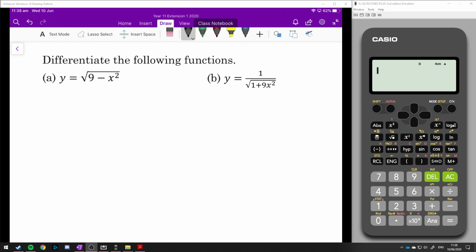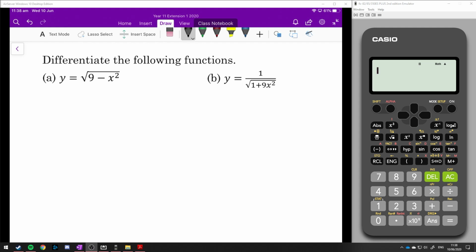Okay, so we've got two functions here that we're going to differentiate, and we're going to differentiate them by using the chain rule. Now, you'll notice that the first one is the upper semicircle, okay? And we already know how to differentiate an upper semicircle, but we're going to be using the fractional index to be able to differentiate it the proper way, I should say.